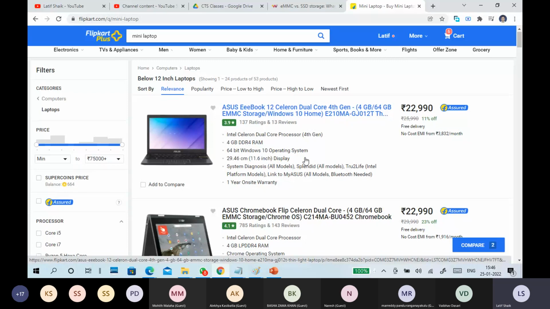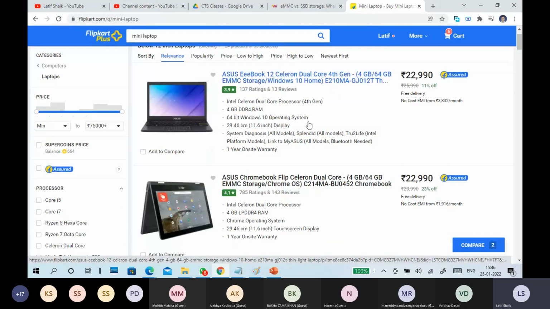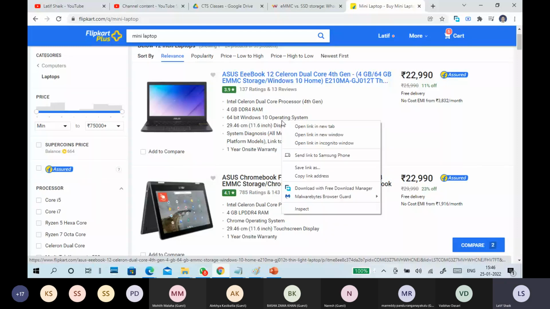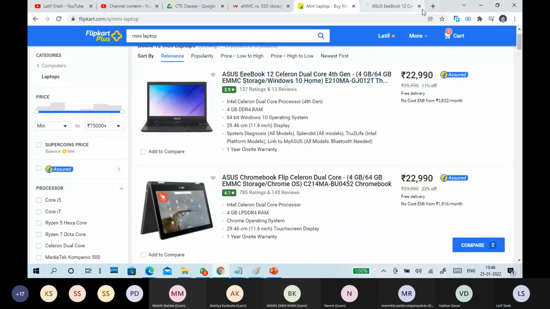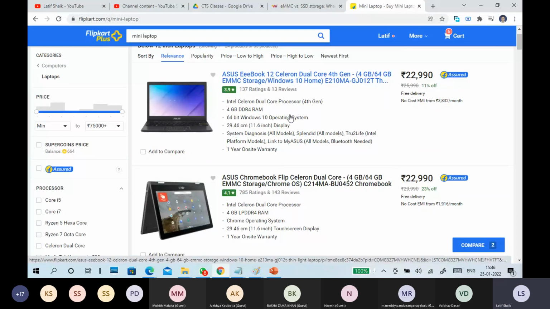Earlier the cost was around 12,000 to 15,000 for this type of small laptop. Due to the corona effect, you see 23,000, even 33,000. It's a very high cost.